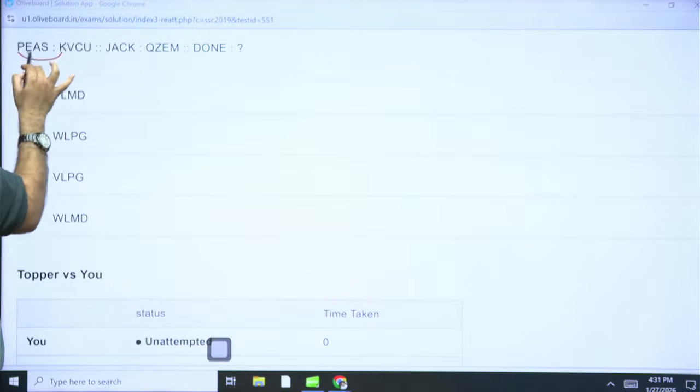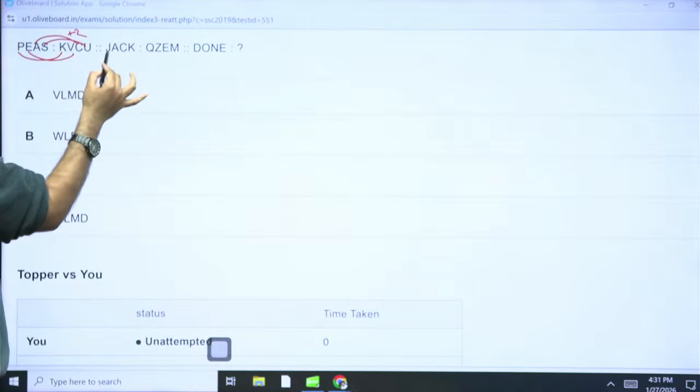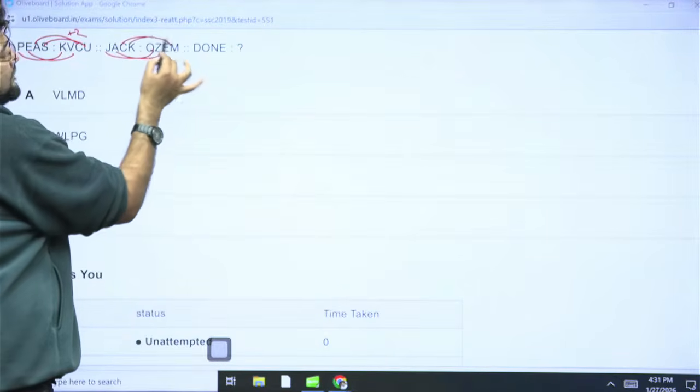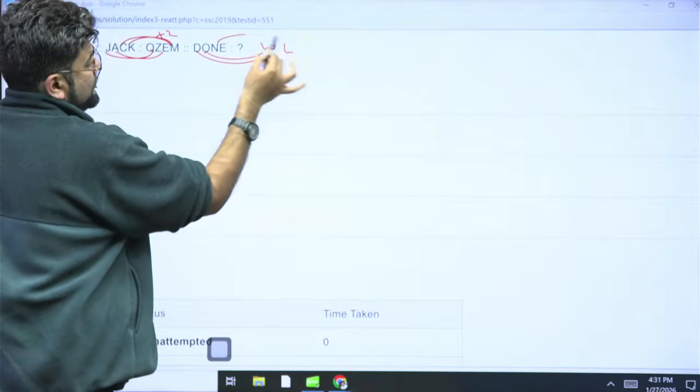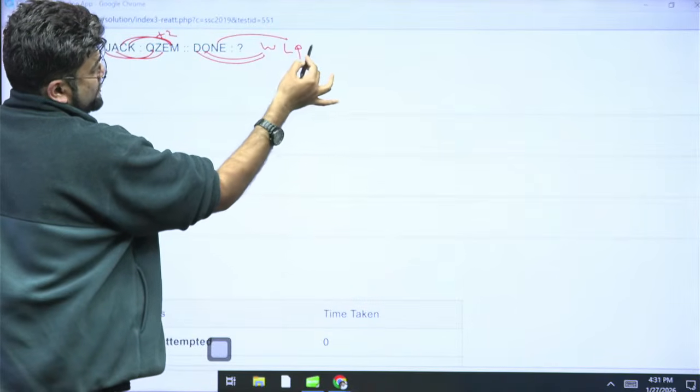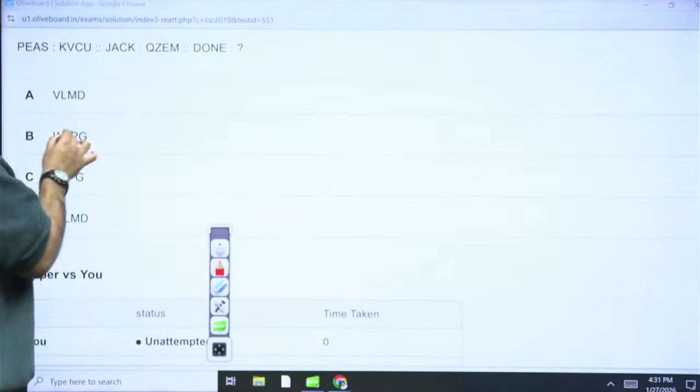These two are opposite, but these two are plus 2 plus 2. These are different, these are different. These two are opposite again, these two are again plus 2 plus 2. So these two will be opposite, you will have W, you will have L, these will be plus 2 plus 2. So this is P and this is 5 plus 2, 7. So WLPG will be your correct answer, which is option B. Got it? So this is what needs to be understood.